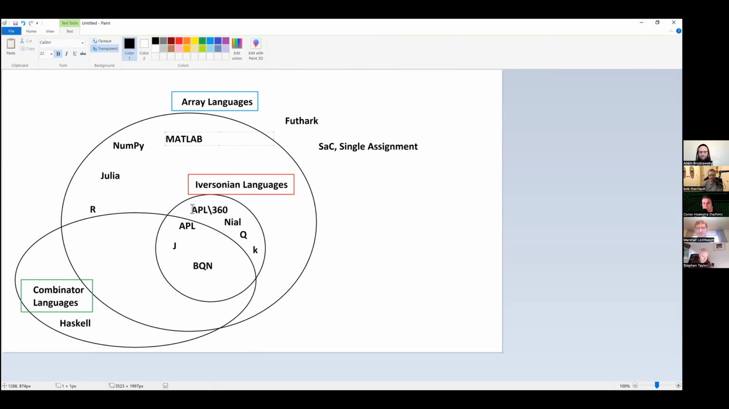Should we quickly hear from our resident K and Q expert, Stephen? Do you want to agree or not agree with the fact that Q and K are being placed in the Iversonian languages? Yeah, absolutely. Solid core Iversonian.